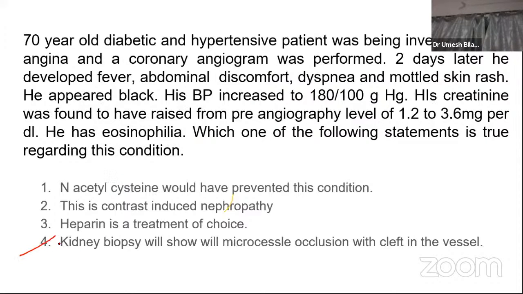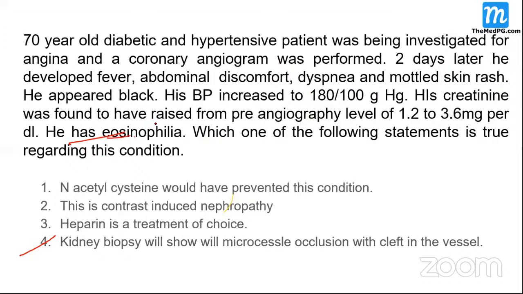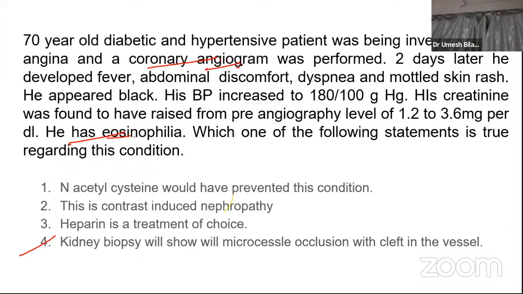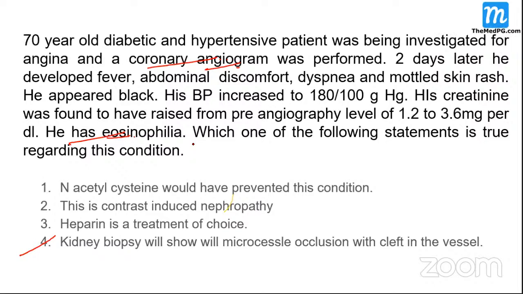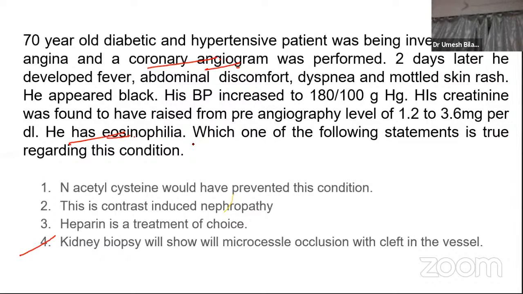Now I would go for kidney biopsy as the answer. This is a trick here. In these patients, of course, coronary angiograms can cause a shoot up in the BP. His creatinine was found to have risen. Usually contrast-induced nephropathy develops after 48 hours. Two days later he developed fever, abdominal discomfort, dyspnea, mottled skin rash. These are not signs of contrast-induced nephropathy.